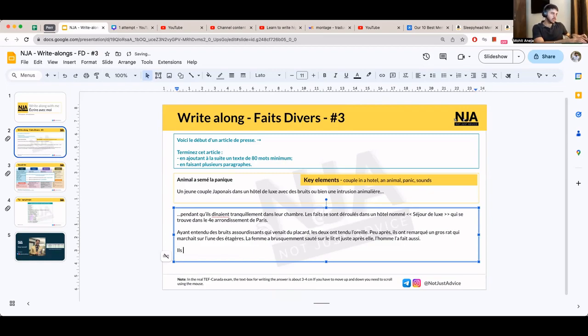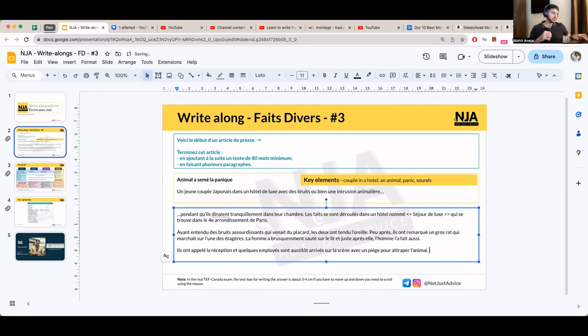So let's say, ils ont appelé la réception. Et quelques employés sont aussitôt arrivés sur la scène, let's say, et avec un piège pour attraper l'animal.